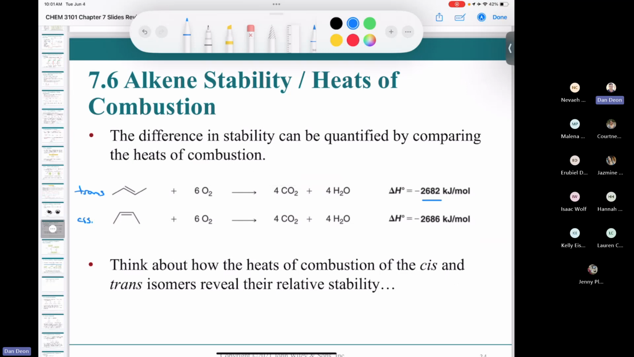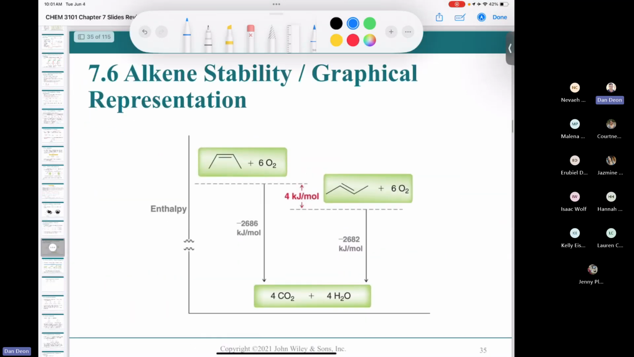And so what does that tell you? It tells you that it's more stable to begin with, okay? So it releases less energy when you burn it. So organic chemists learn all kinds of things about molecules by burning them. So the take-home message here, we'll put, is trans is more stable, like that.